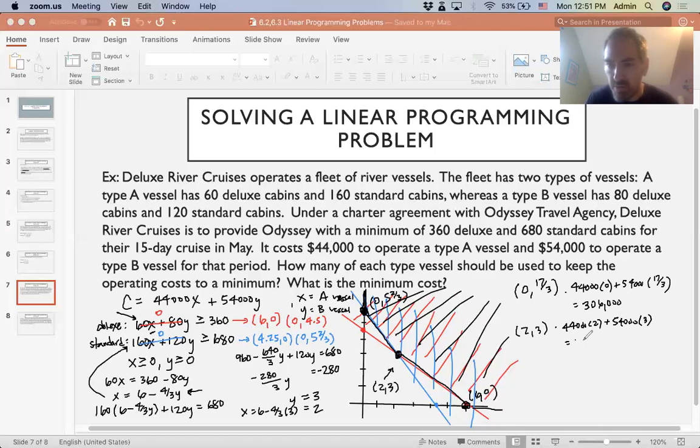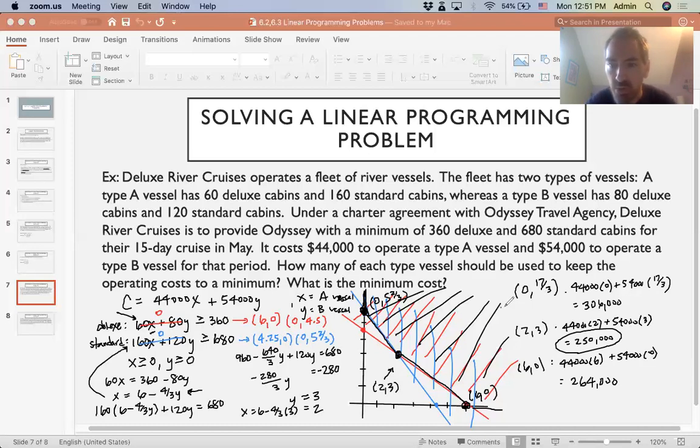Which is 250,000. And then finally the 6, comma 0: 44,000 times 6 plus 54,000 times 0 is 264,000. Okay, so now our final answer is the smallest of these values, which is 250,000. Okay, so how many of each type vessel should be used?